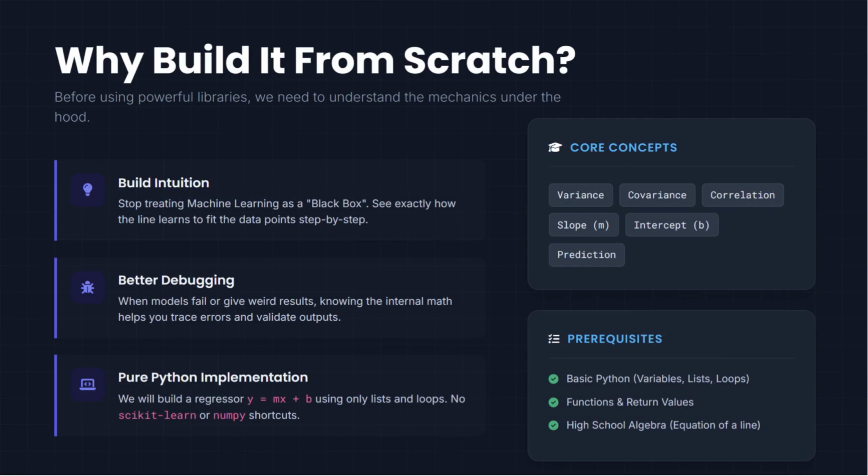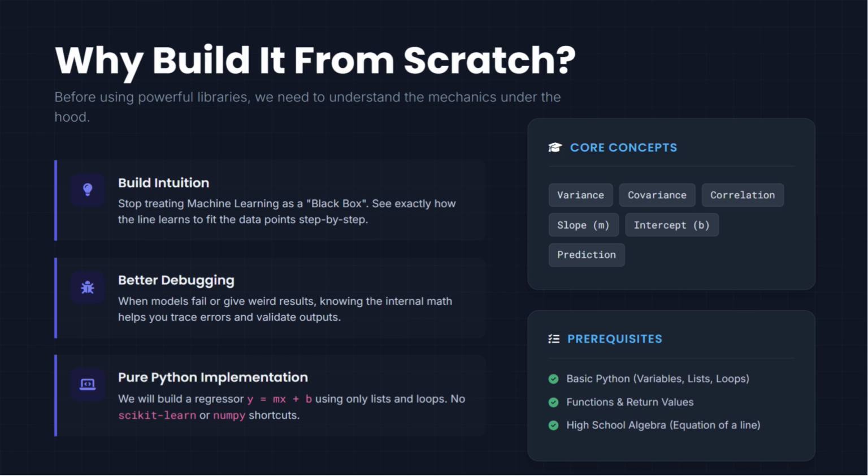Before we jump into coding, let's understand why building linear regression from scratch is so important. The main reason is that powerful libraries hide the magic inside. We need to see the mechanics under the hood first. There are three big benefits. First, build intuition. You will see exactly how the line learns to fit every data point, step by step. No more black box. Second, better debugging. Later when your model gives strange results, you can trace the error because you know the internal math.